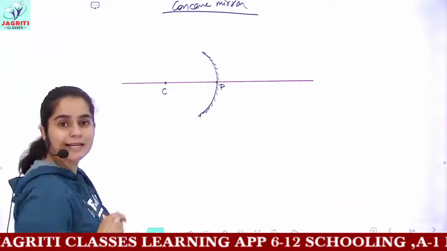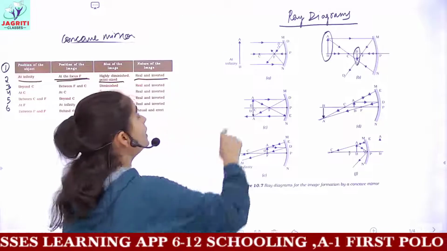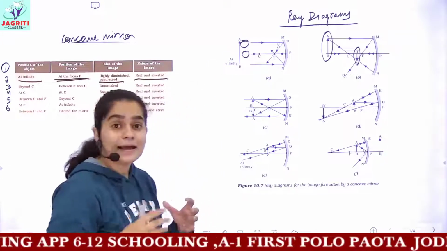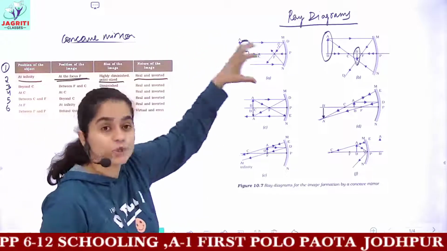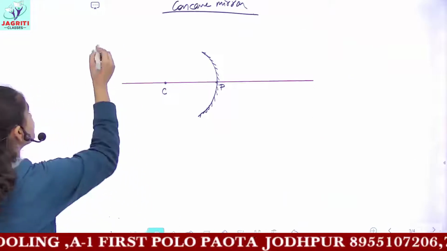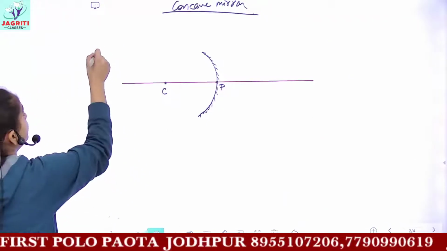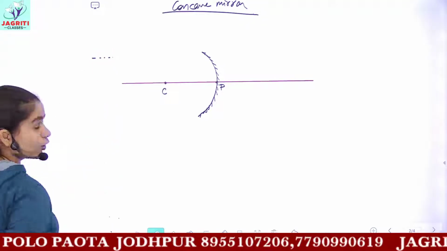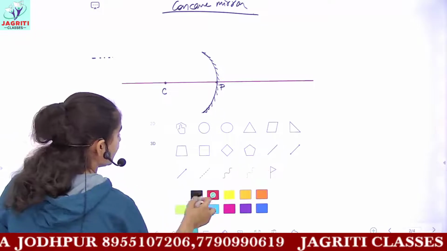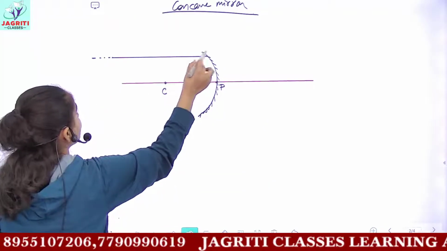This is the principal axis. The object is placed at infinity. For depicting infinity, you have to make these kinds of dotted lines. The light rays always come from the object itself. So we'll place the object at infinity, and there is no need here to draw the object. You can assume these dotted lines. These dotted lines would be coming from infinity, and they would be striking the mirror.